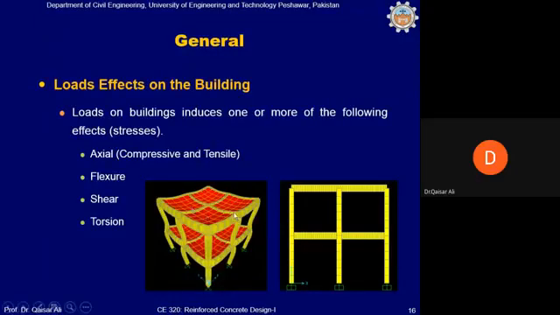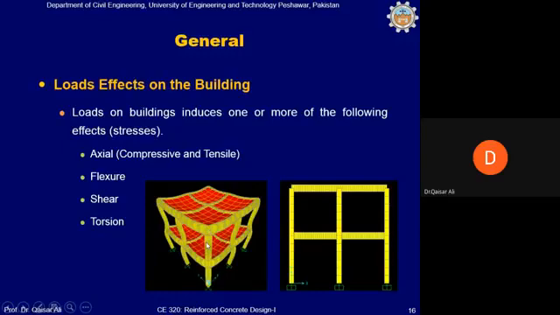In the beams, as you can see, mostly flexure stresses and shear stresses will be produced. In the column also, you can see flexure and shear stresses will be produced. In the column, axial compression will also be produced, because the column is vertical and the slab and the beams are horizontal. So this horizontal load will be transferred vertically to the column. So this column will also resist some axial compression.